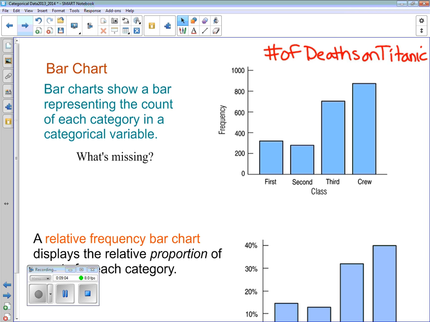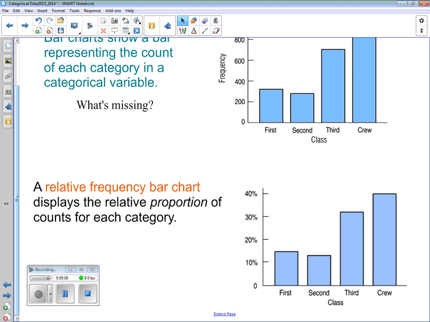Now, a relative frequency bar chart, what is the difference between the two? One's a percentage versus a count. That's really it. Okay? If you notice, the heights of the bars are still the same. The shape, we really don't talk about shape when we talk about qualitative data, by the way, okay? But I'm just talking about the heights of the bars are still the same. The categories, first, second, third, and the crew members are still the same. It's just that your axis is a little bit different, that's all, okay?